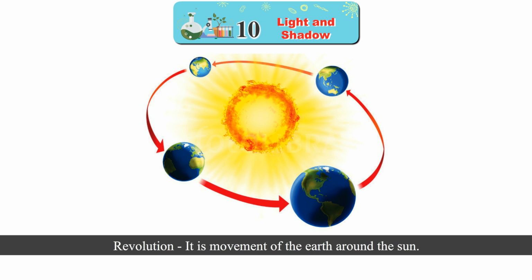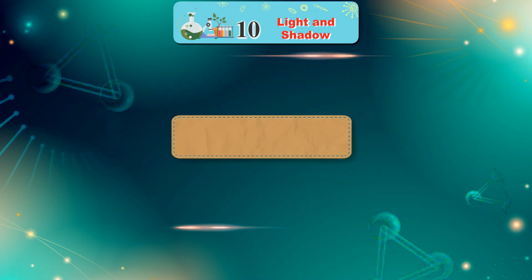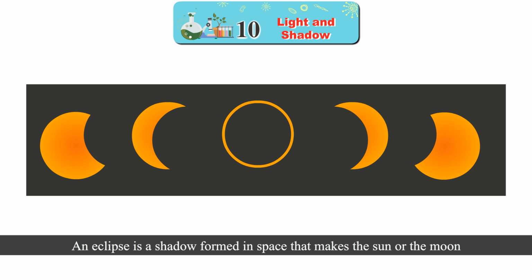Revolution. It is the movement of the earth around the sun. The earth takes 365 and 1/4 days to complete one revolution. Revolution of earth causes seasons. Eclipses. An eclipse is a shadow formed in space that makes the sun or the moon invisible for some time.